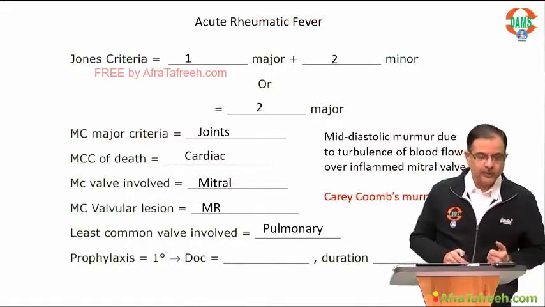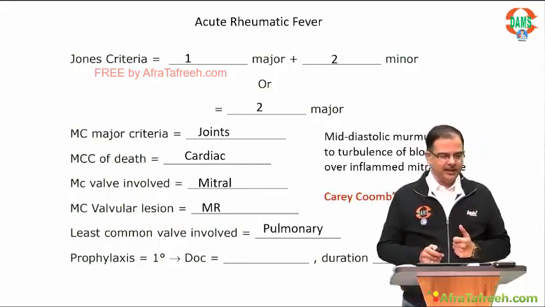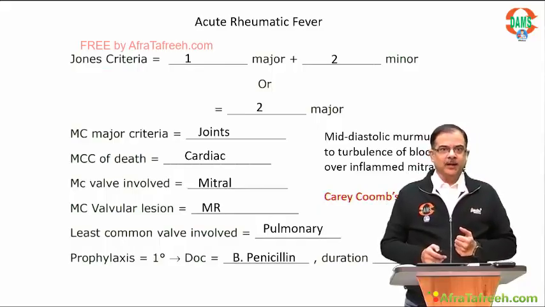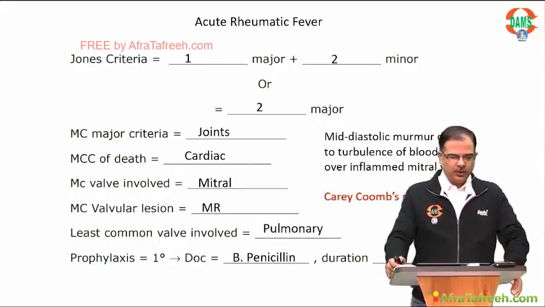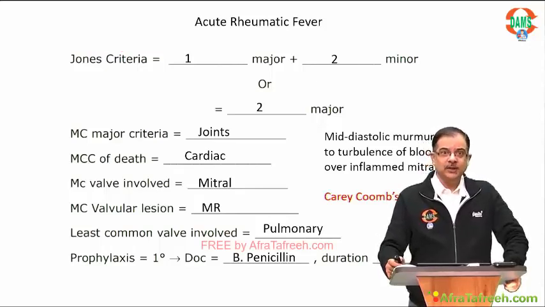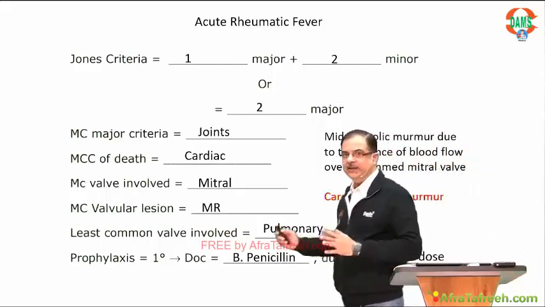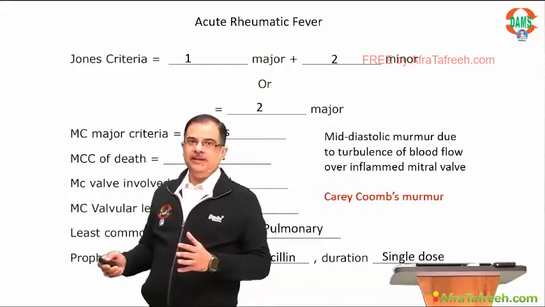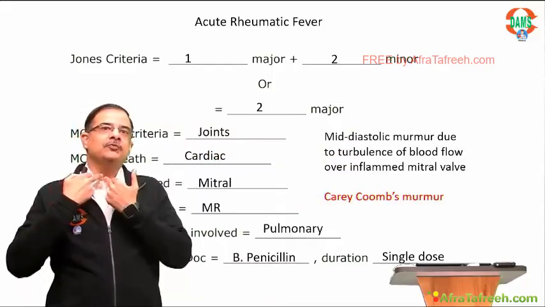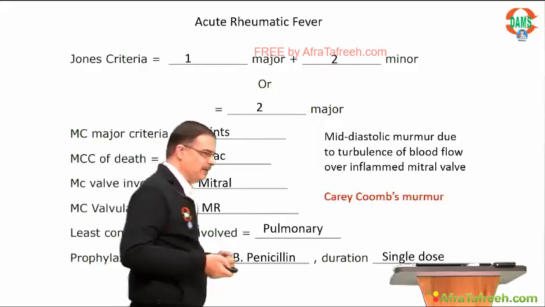Most common extra-articular manifestation, fever, in the minor criteria. Otherwise, the major criterion will be carditis. Now, the duration of prophylaxis. For primary prophylaxis, it is a single dose of benzathine penicillin. Primary prophylaxis means pharyngitis has occurred, but rheumatic fever has not yet occurred. So we have to prevent the conversion to rheumatic fever. So this is known as primary prophylaxis.